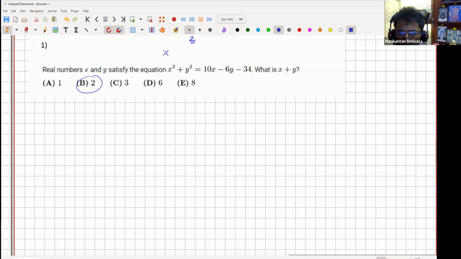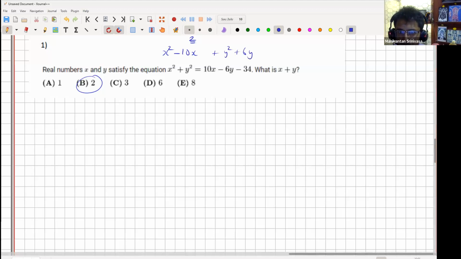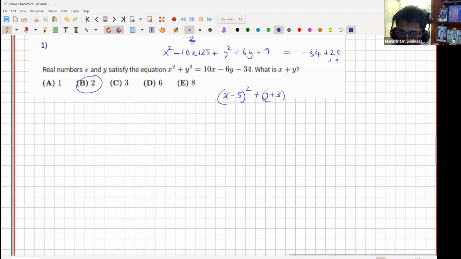So fairly easy, right? I'll just move everything to one side. X square minus 10x plus Y square plus 6y. Okay. And then I'll add something to complete the square. So it will become X minus 5 whole square, right? So on the right-hand side, I have minus 34. Okay. So I'll add 25 now to the right-hand side. And then Y square plus 6y, I can complete the square by adding 9. So it becomes X minus 5 whole square plus Y plus 3 whole square equal to 0. Yeah, Bihan, how do you complete from here?